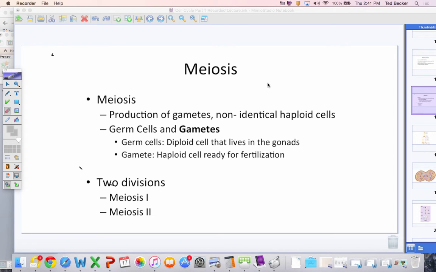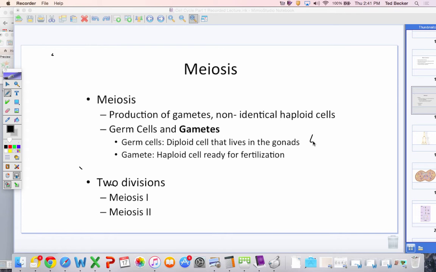So we're talking again about cellular division, but in this case we're talking about a process called meiosis, where multicellular organisms create their sex cells. So meiosis, like mitosis, is a cellular division process, but it doesn't happen in the somatic cells of the organism. It only happens in the germ cells. And in this case, germ cells are diploid cells that live in the gonads of the organism.